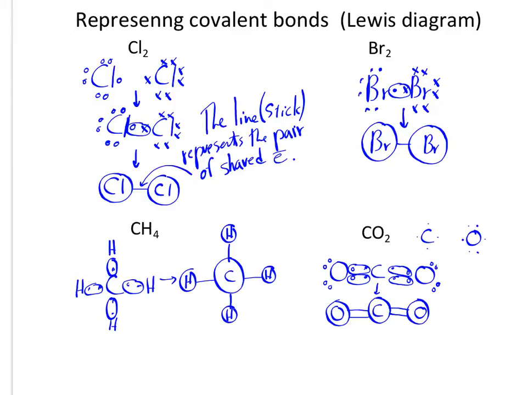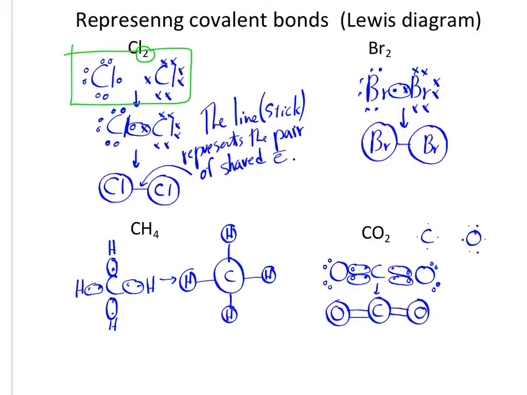You also need to be able to represent covalent bonds with a Lewis diagram. So the method is almost the same. You'll see what the difference is. And note that on this page, we never write the charges. In covalent bonds, there are no charges. So first you draw your chlorine, and there are 2 of them, so I have to draw 2 chlorine atoms, and they're going to bond.